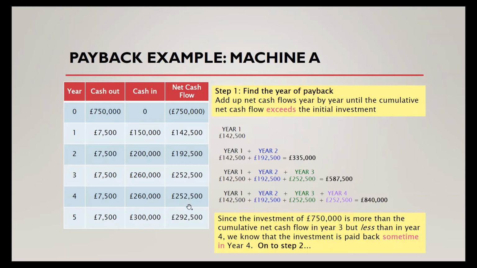This will give a net cash flow of 252.5 thousand. And again, if we add up the first year net cash flow, which is 142.5, plus the second year, which is 192.5, plus year 3, 252.5, and then plus year 4, again 252.5 thousand, now it will give a total of 840,000. Now this 840,000 is a lot bigger than the initial investment of 750.